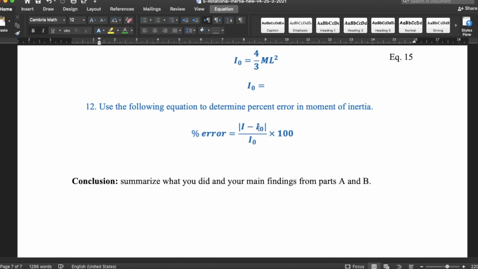And by this, we finish the experiment. Write down a conclusion that summarizes what you did and what you found from parts A and B.